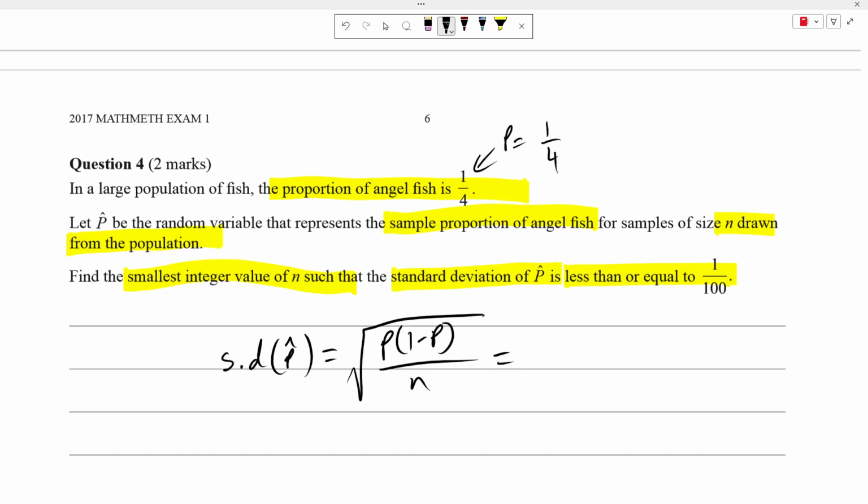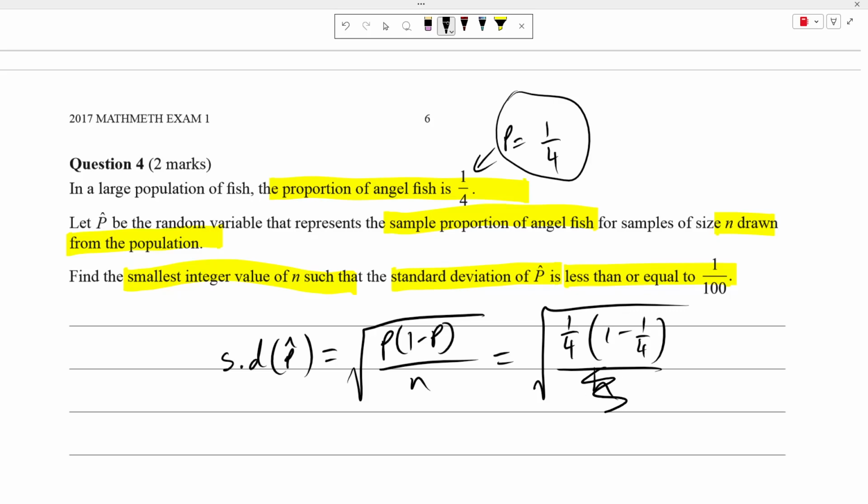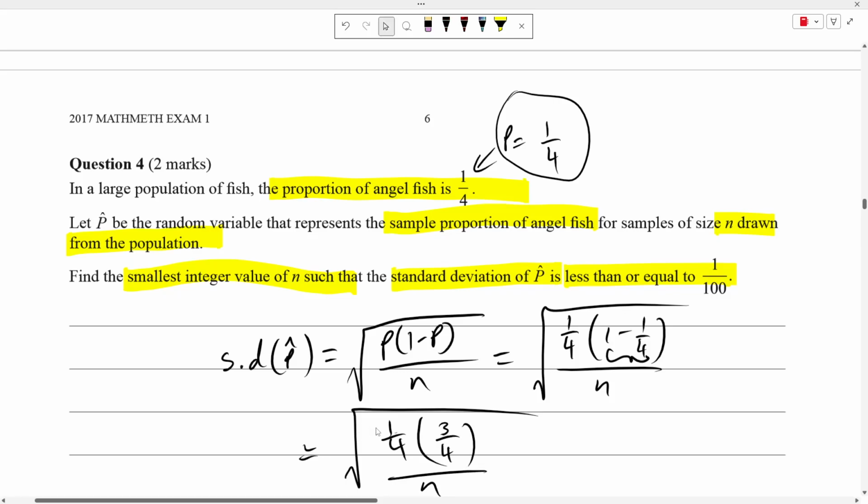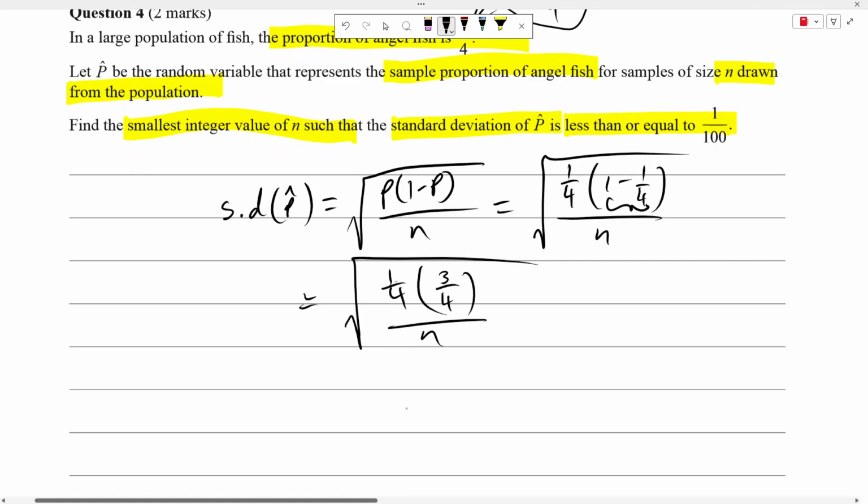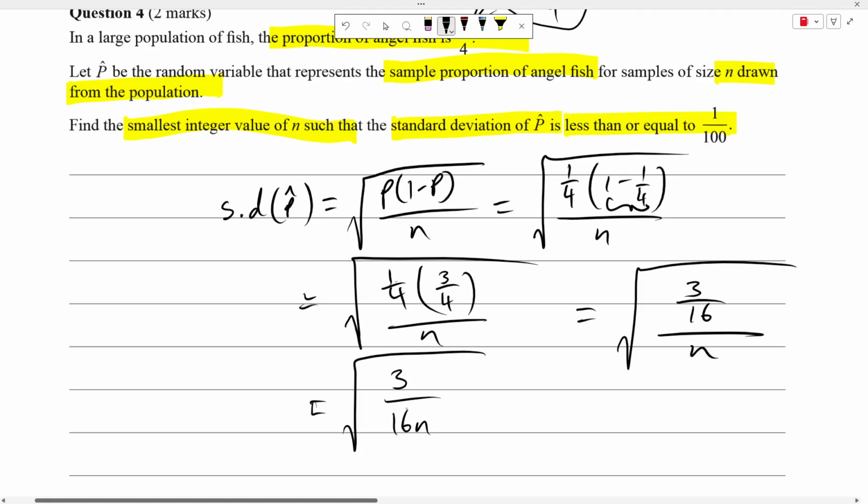Now with this, if I plug in p equals a quarter, let's see what we get. So we get the square root of a quarter multiplied by 1 minus a quarter, all divided by n. The next thing we're going to do is simplify what's inside this bracket. That's just going to be 3 over 4, again all divided by n, and everything inside the square root. Now 1 over 4 times 3 over 4 is just 3 over 16, and all divided by n, that comes out to be 3 over 16n.